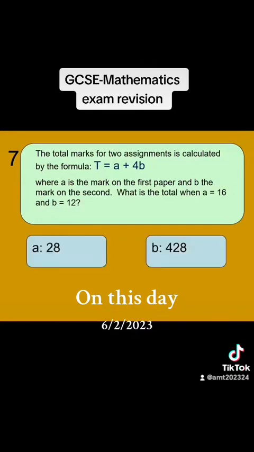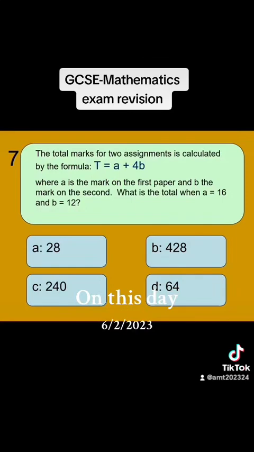Okay, question number 7. The total marks for 2 assignments is calculated by the formula T is equal to A plus 4B, where A is the mark on the first paper and B is the mark on the second paper. What is the total when A is equal to 16 and B is equal to 12? So T will equal 16 plus 4 lots of 12. So I'm substituting in the values of A and B into my formula. 4 times 12 is going to be 48. 16 plus 48, you actually get 64. So the total for the 2 papers is equal to 64.